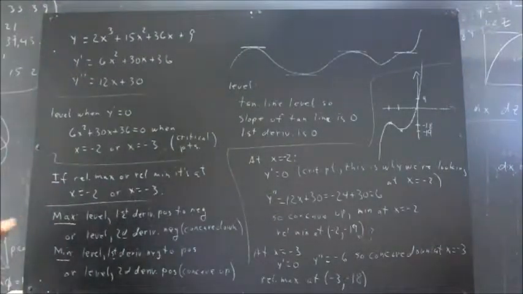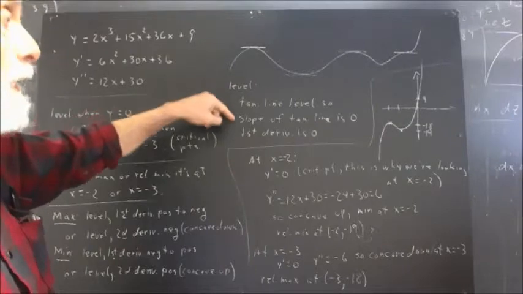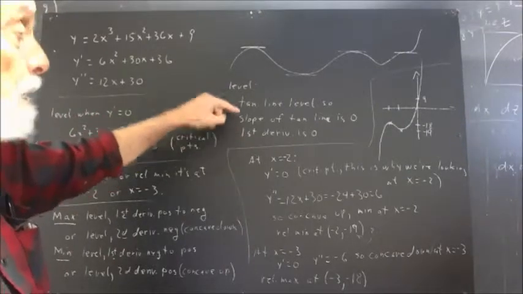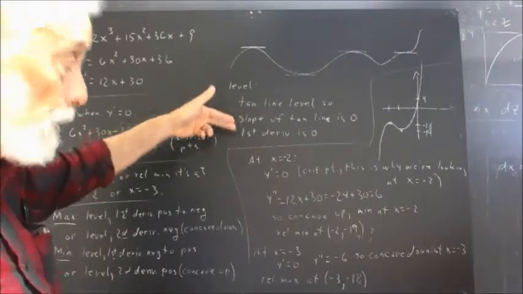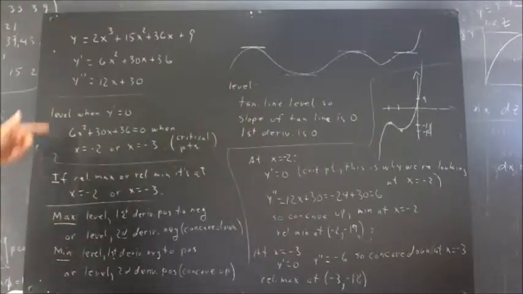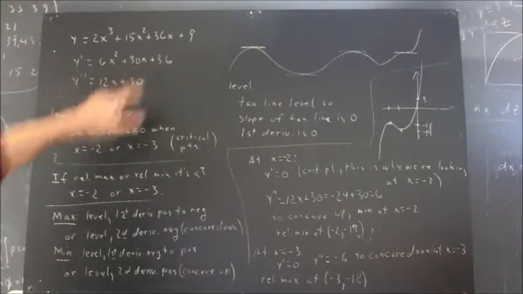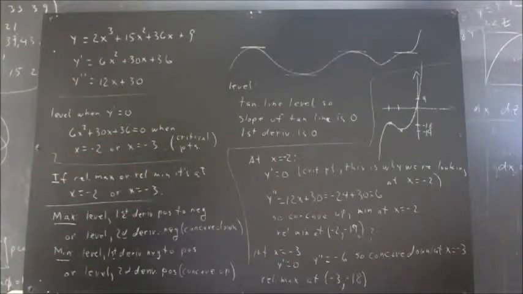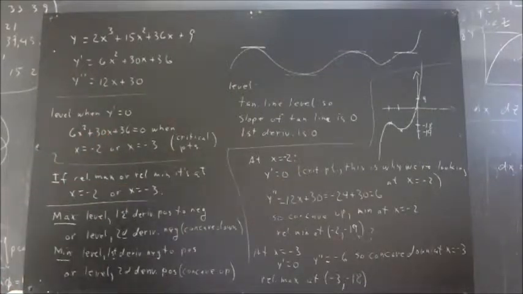Again, graph is level means the tangent line is level, the slope of the tangent line is 0, and the slope of a graph at a point is the value of its derivative. So the derivative is 0. The graph is level when y prime equals 0. So we set y prime equal to 0. Here's our expression for y prime. We set it equal to 0, and we solve it. This is easily solved. We get x equals -2 or x equals -3.